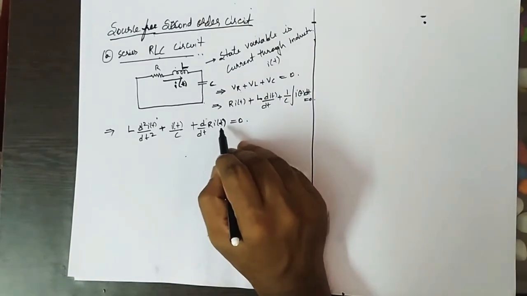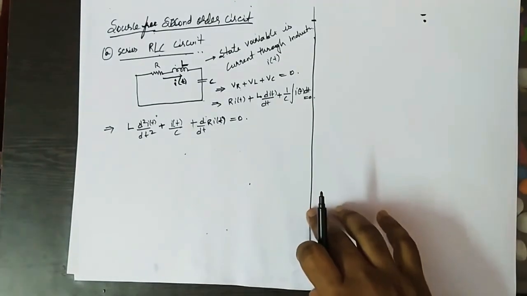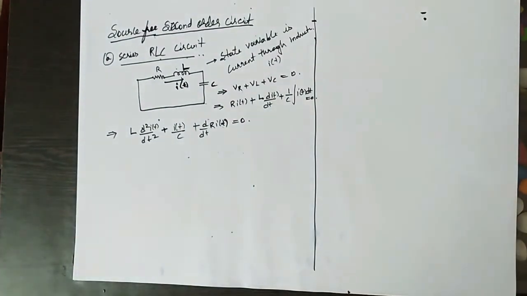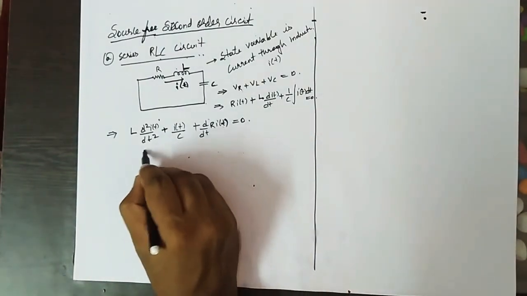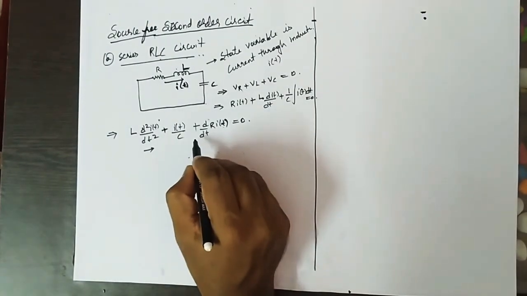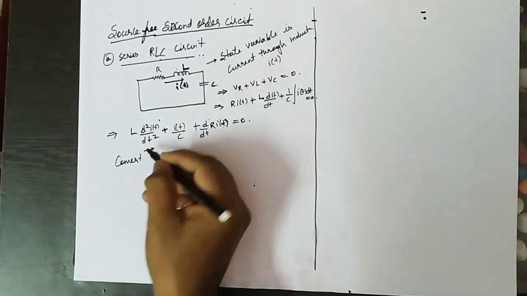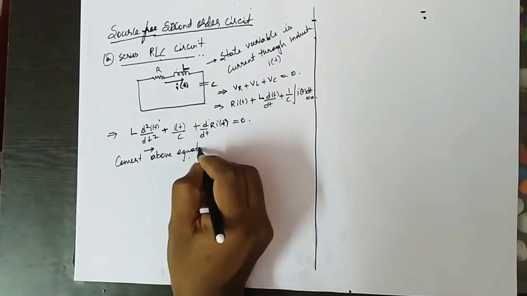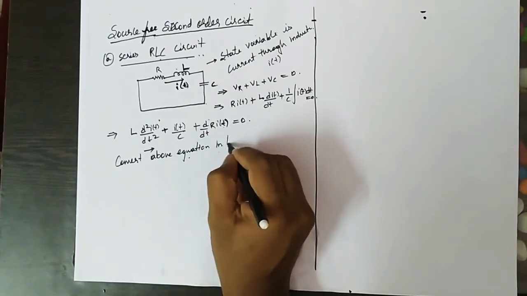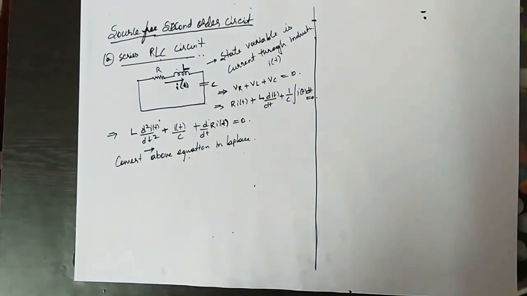To find the response in the time domain is very tedious. It takes a lot of time and consumes a lot of mathematical work. For this reason, I use the privilege of the Laplace transform here. Converting this time domain differential equation into Laplace form, convert the above equation in Laplace. That means you are converting the time domain into the frequency domain.